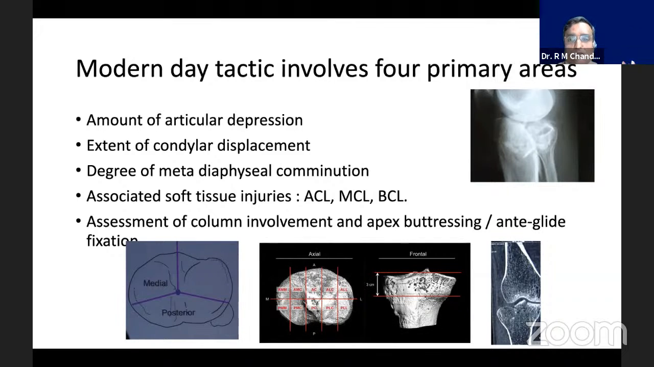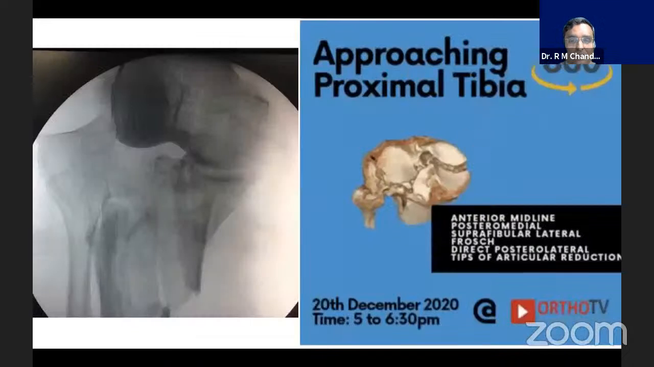The modern day tactic involves 4 primary areas of management: the amount of articular depression we have to manage, the extent of condylar displacement, the degree of metadiaphyseal comminution, and the associated soft tissue injuries, whether the ACL, MCL, or posterior cruciate ligament. Also the assessment of column involvement, the apex buttressing required, and the anti-glide plate required. All this has provided column specific fixation, and that has changed the results and outcome of tibial condylar fractures.